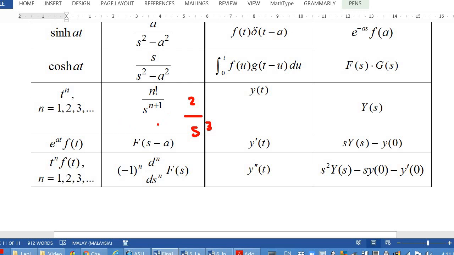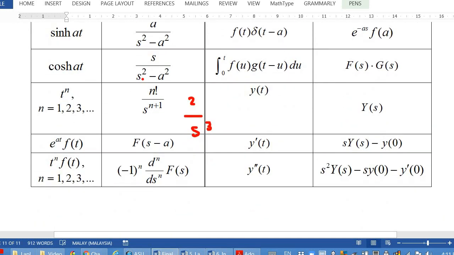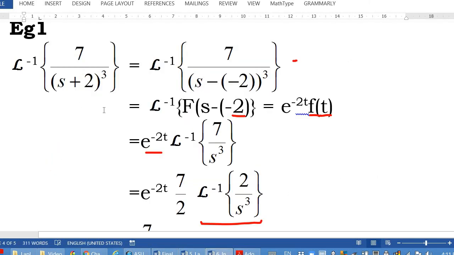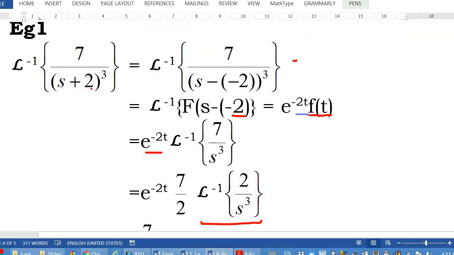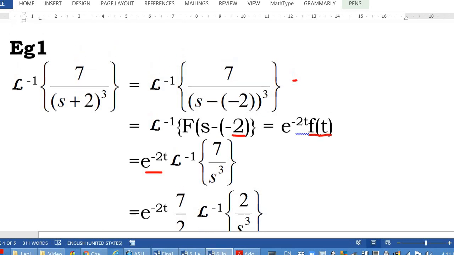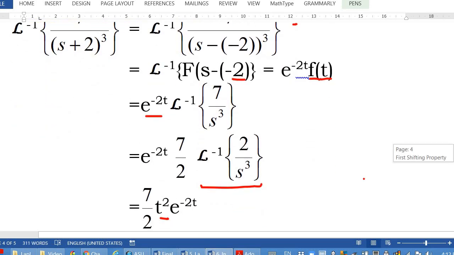However, you couldn't see any s plus 2. All the F(s) here is only s. We don't have s minus something. That's why s plus 2 needs to be put in the form of s minus negative 2, meaning we use the first shift property again. It's in the form of F(s minus a), where a is negative 2. Hence, the inverse Laplace will give e to the power negative 2t times f(t). So that's why the result comes up here.